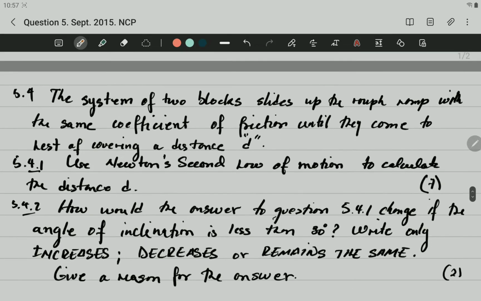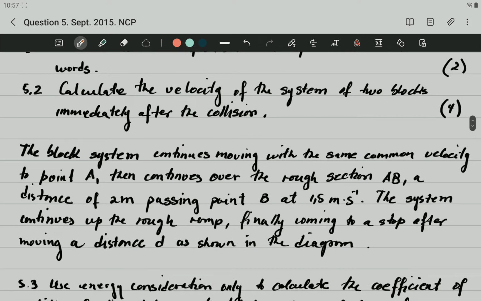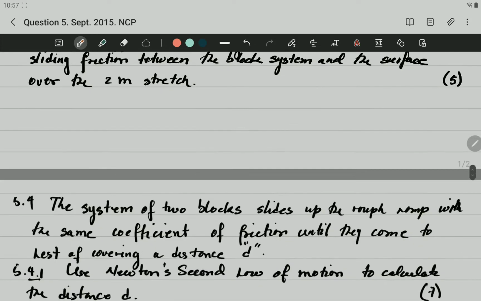The question here, let's go back to the question. The question says calculate the velocity. Velocity is a vector quantity, so you must give the direction.